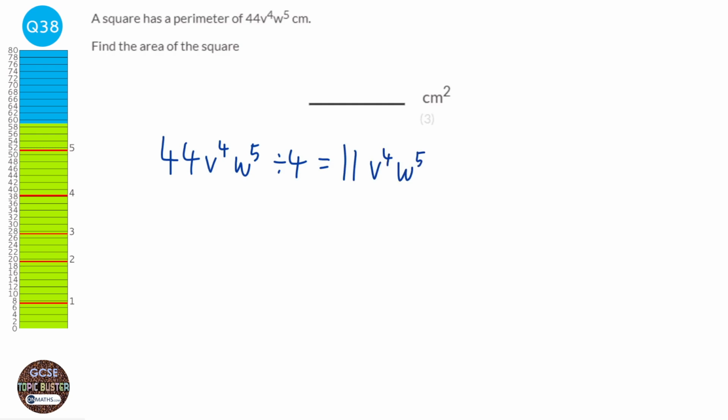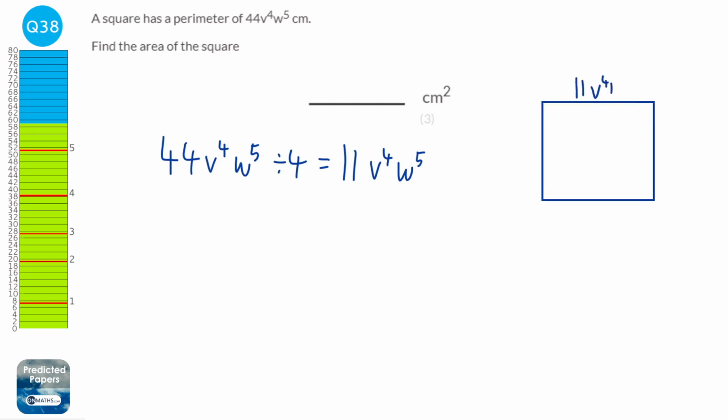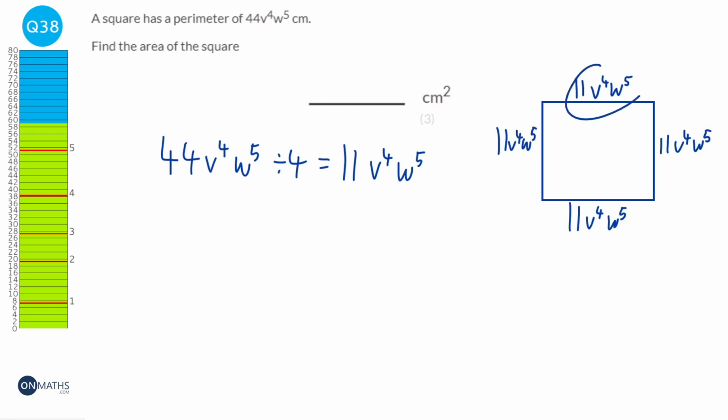Some people will try and do something with the v to the power 4 and w to the power 5, but if you think about it, if I just draw out my square, if it's 11v to the power 4 w to the power 5 all the way around, when you add, you don't add the v to the power 4 w to the power 5, it's just going to be 11 lots, another 11 lot, another lot of 11 and another lot of 11. So it's 44 v to the power 4 w to the power 5 in total.